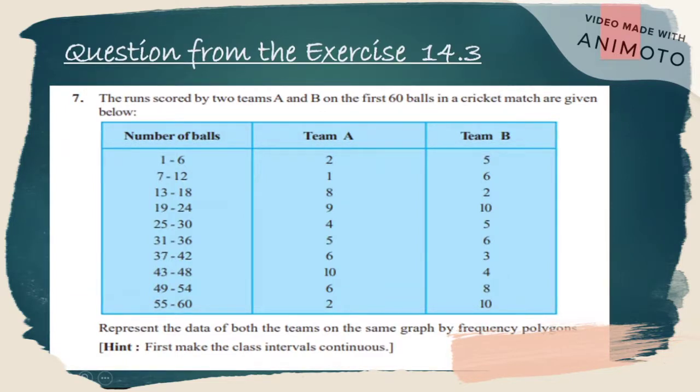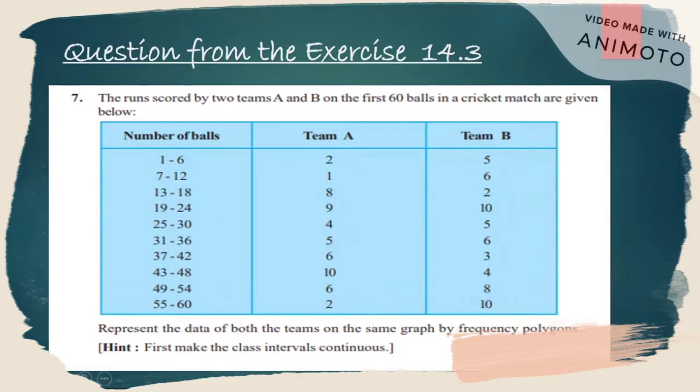For the solution of this question, first it depends on our desire. For me, I will make 2 more columns: one is number of balls and then class marks. As we can see at the bottom, a hint is given. It says that first we have to make the class intervals continuous. For this we look at the difference between the ending and starting of overs.